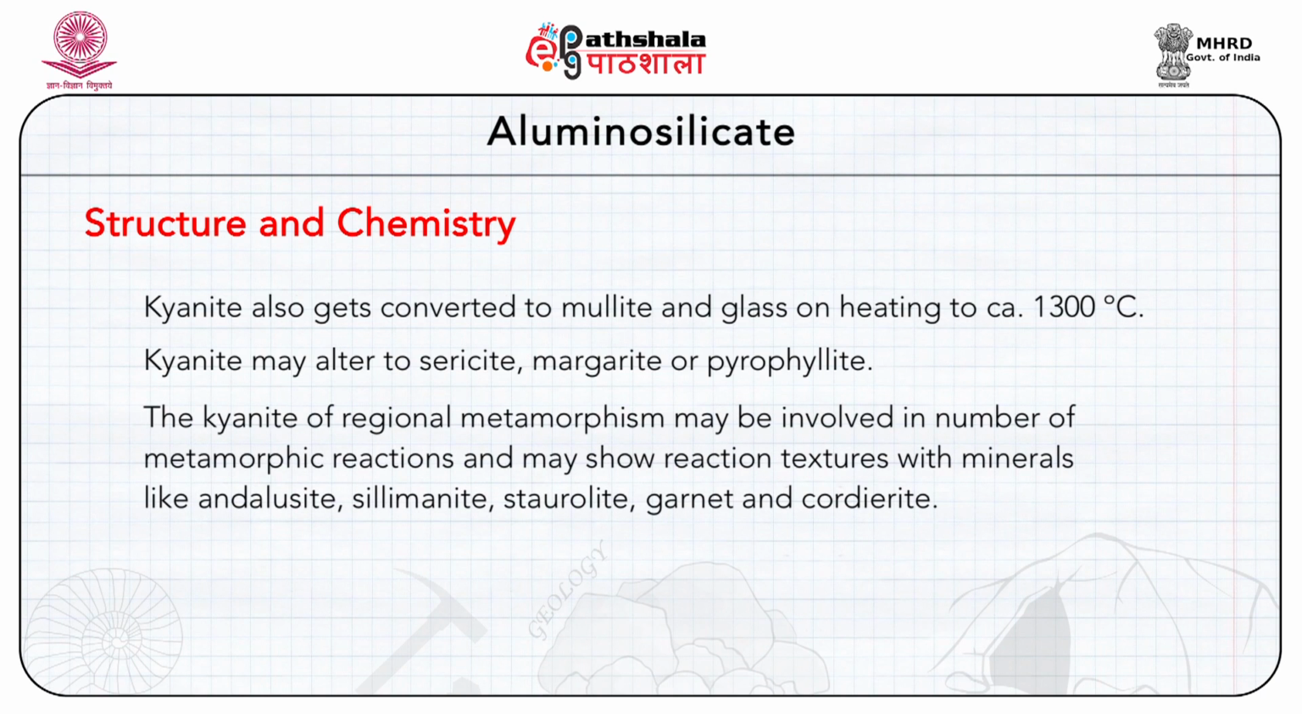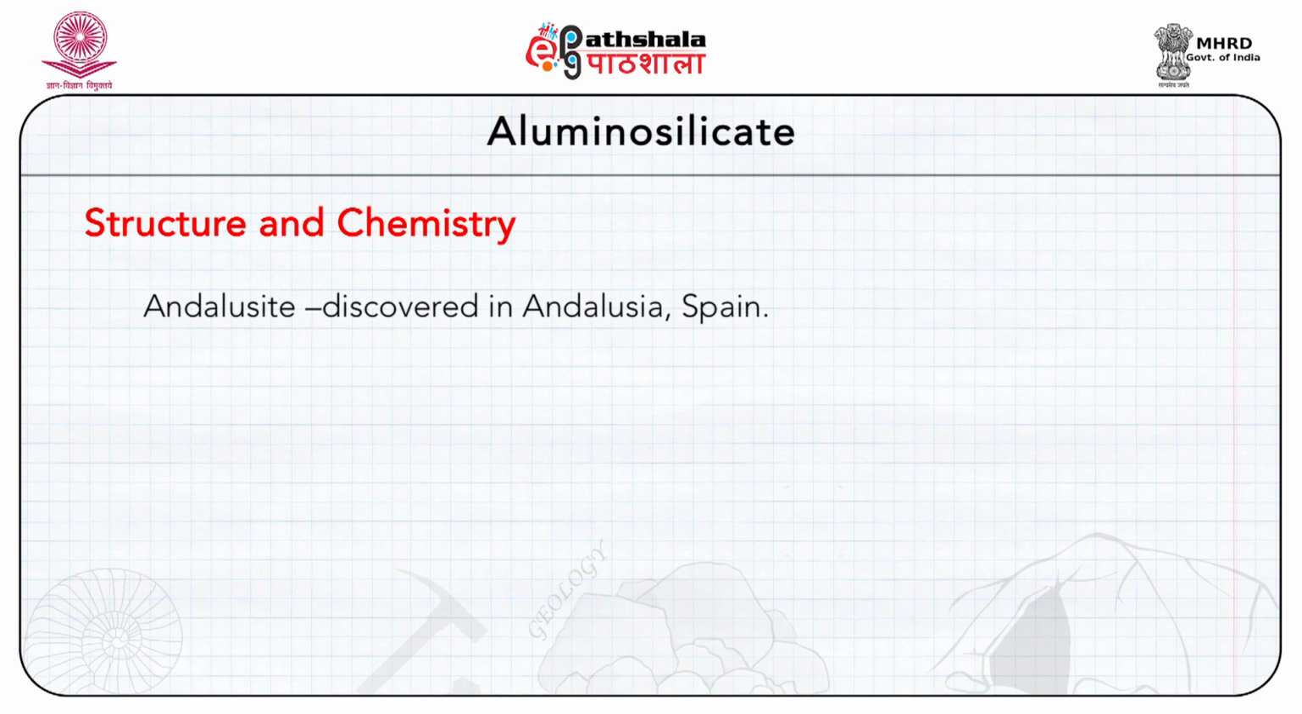The kyanite of regional metamorphism may be involved in a number of metamorphic reactions and may show reaction textures with minerals like andalusite, sillimanite, staurolite, garnet and cordierite. Now, we will talk about andalusite. Andalusite was discovered in Andalusia in Spain.